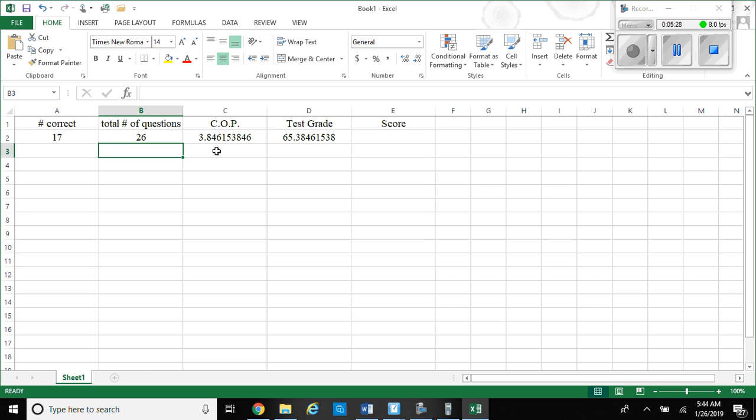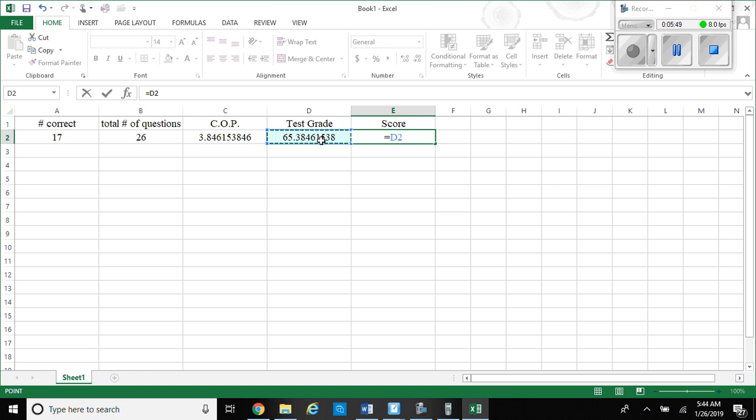But I want you to notice that the points per question, or constant of proportionality, how much one question was worth, is 3.8461538, and so on. So that's how much one question is worth. So the score is going to be equal to the test grade column, but rounded off.